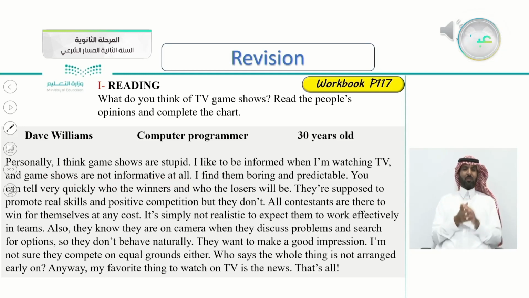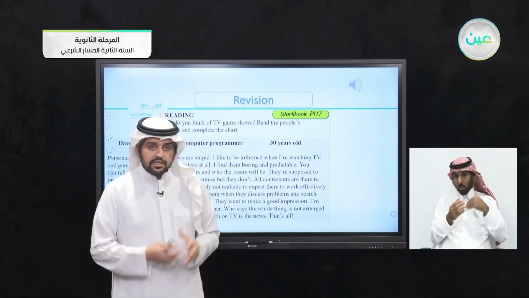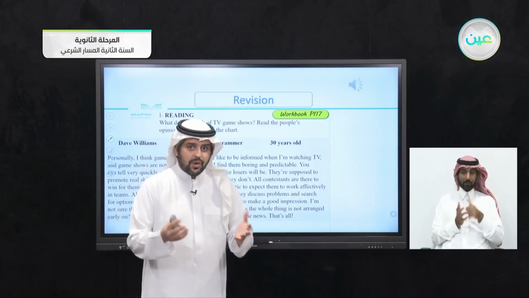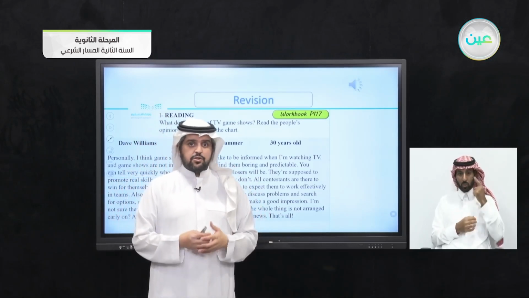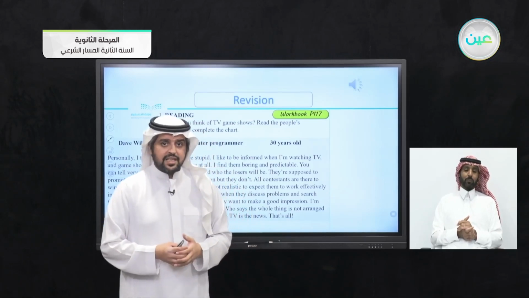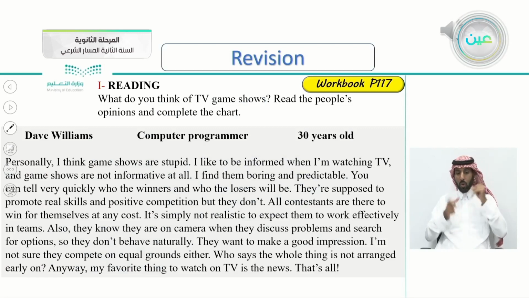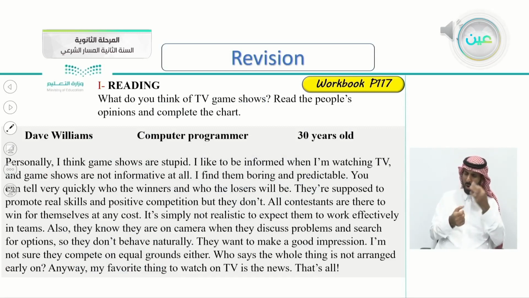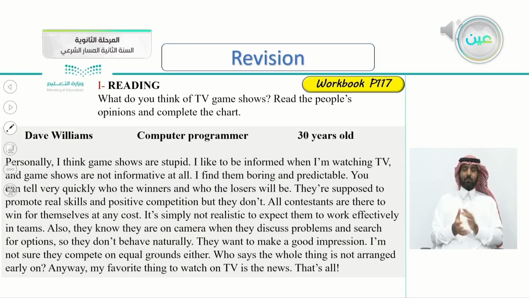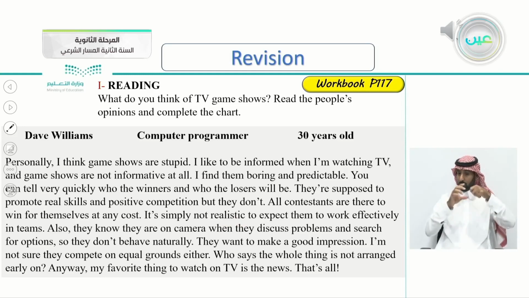What does the word predictable mean here? It means that you can know what will happen next. He also says all contestants are there to win for themselves at any cost. It's simply not realistic. He says that it is not realistic to expect them to work effectively. Also, they know they're on camera when they discuss problems and search for options, so they don't behave naturally, as if they are acting.